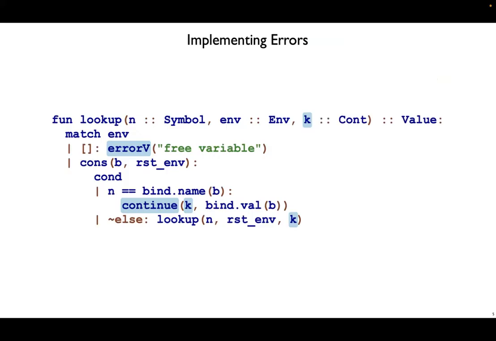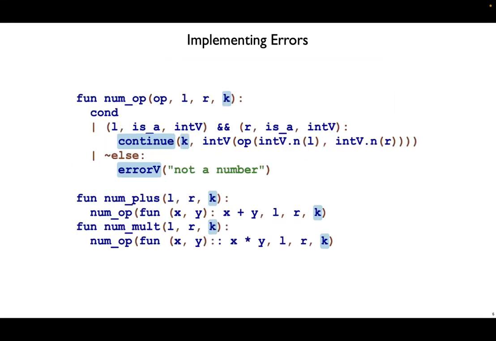Now, to summarize, what we did to implement errors was to go through our interpreter, introduce an error V value, return error V instead of calling Plait's error function, and then modify every helper function that might fail to now take in a continuation as input. And then in the error case, it was free to ignore the continuation. And in the non-error case, we could use that continuation to go forward. We made this change to lookup and also to numop.